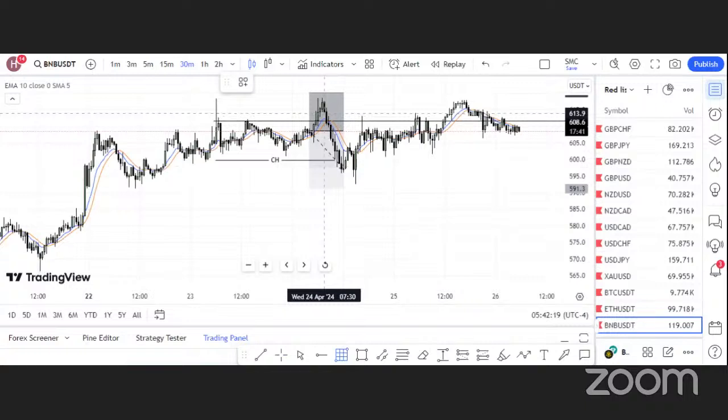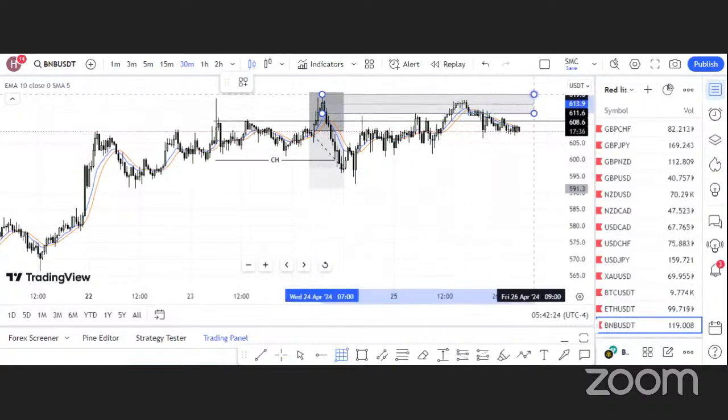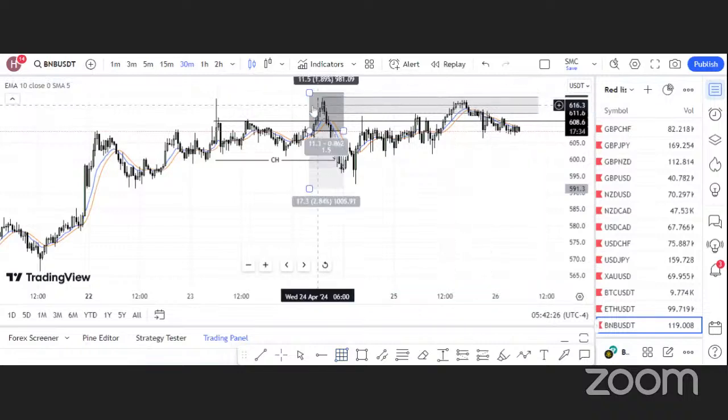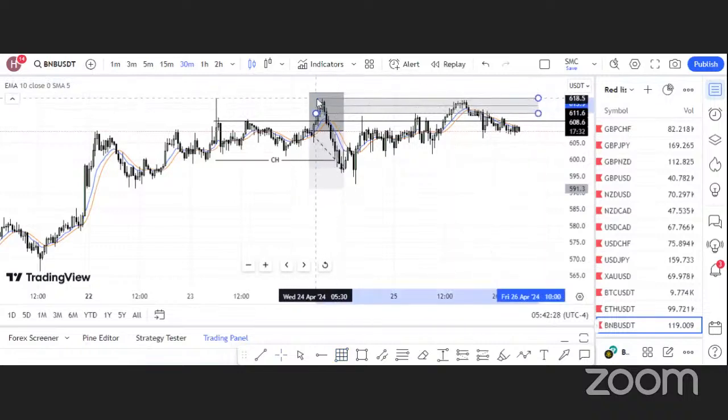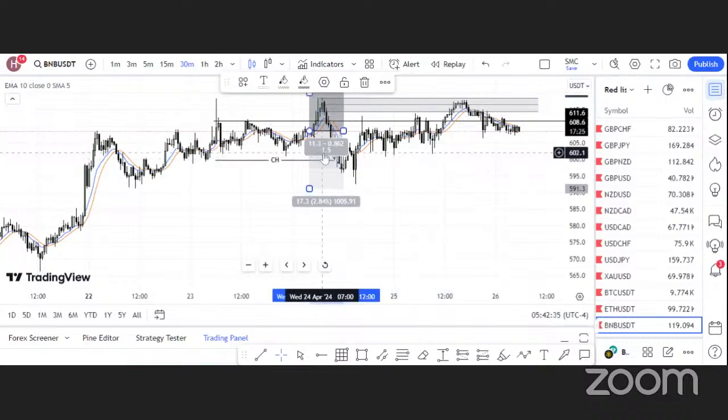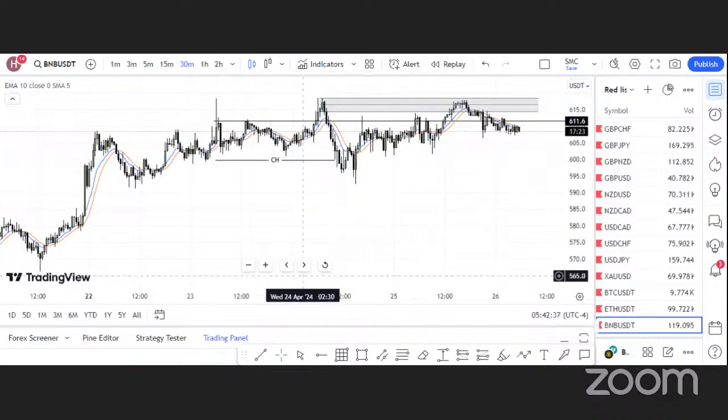On the 30 minutes time frame of BNB USDT, we have the market reversing from this point of interest.